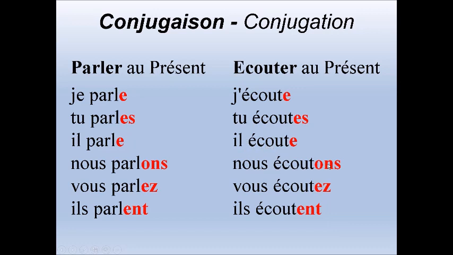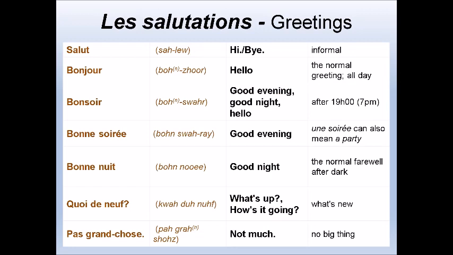Écouter au présent. J'écoute, tu écoutes, or as we say in Quebec, t'écoutes. Il écoute. Nous écoutons. Again, the S is sounded here, not here. Nous écoutons. Vous écoutez. Ils écoutent. Alors ici, il n'y a pas de L. Il écoute. Here there is an S. Ils écoutent. So these are familiar verbs or regular verbs that you'll read or hear. It could be chanter, danser, similar verbs like that. Conjuguer is also a verb.